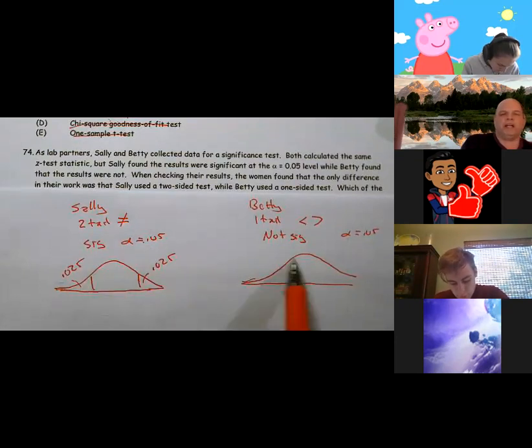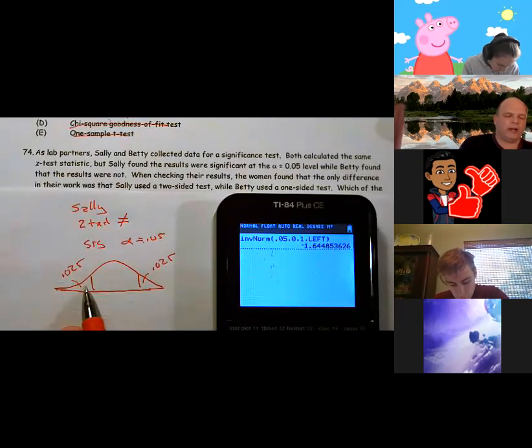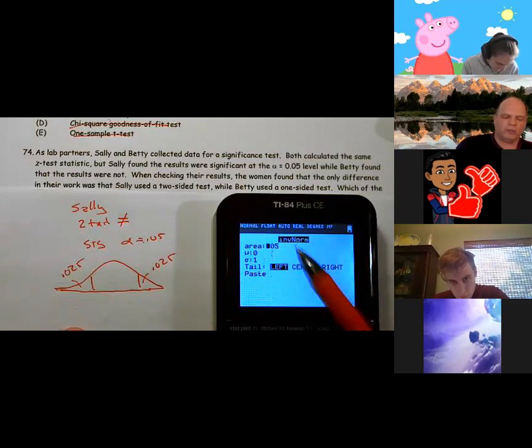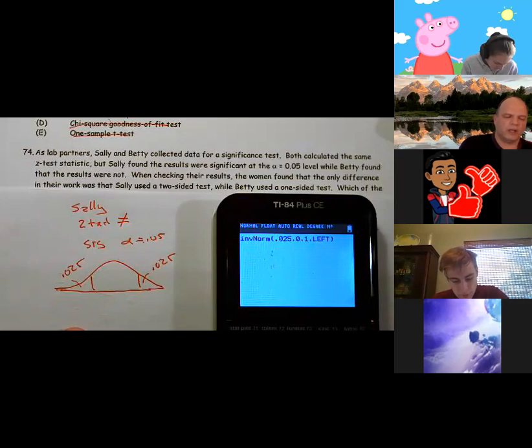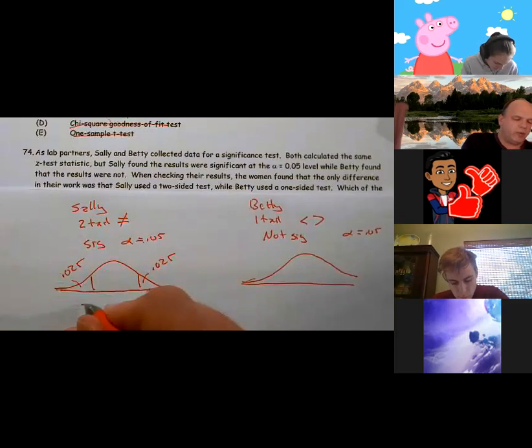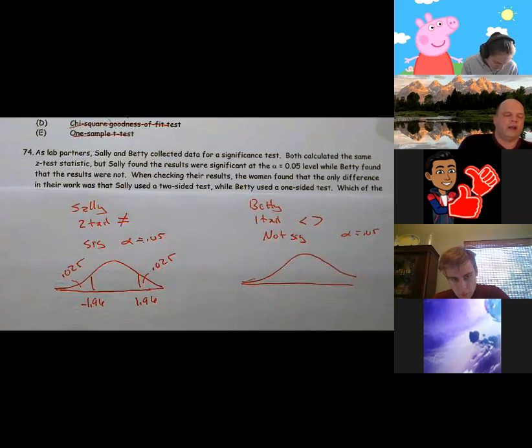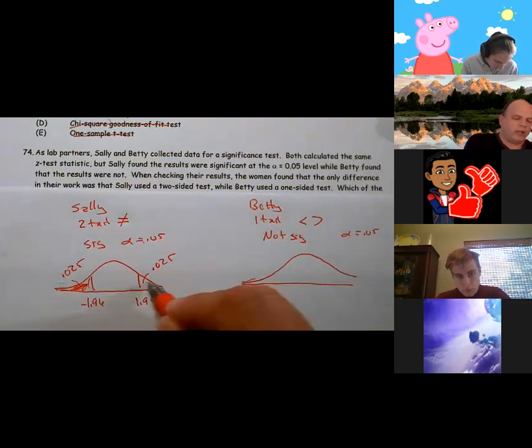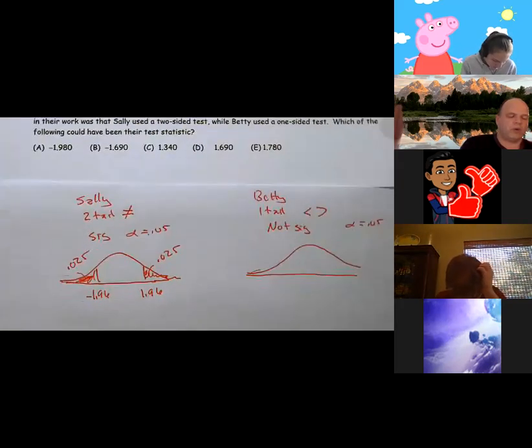We'll deal with Betty in just a moment. So I want to find what this value could be. Second var's inverse norm, and I know it's an inverse norm because it's a z, of 0.025. So this is negative 1.96. This value could be negative 1.96, or it could be as high as 1.96. Any direction this way or any direction this way, we would have rejected.